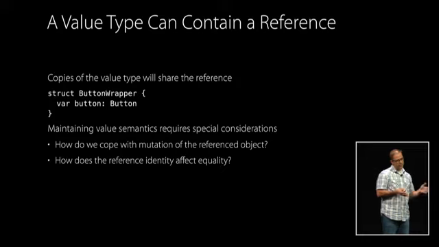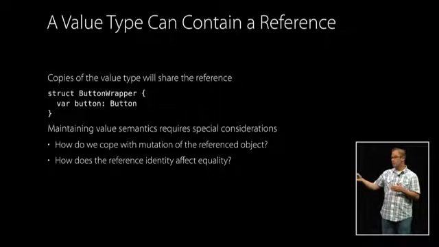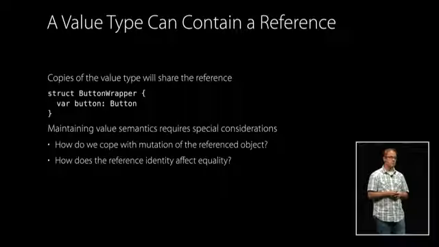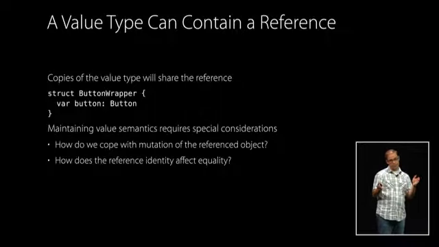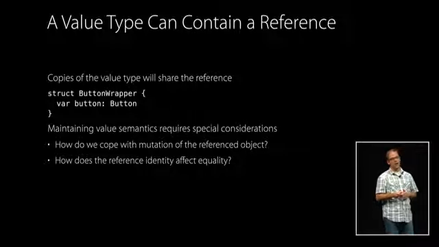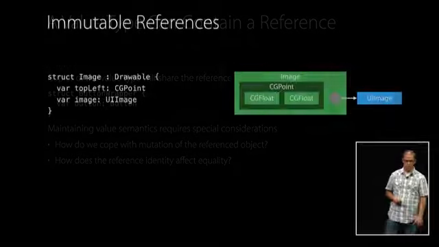If we're building a value type, we want to make sure that that value type maintains its value semantics, even though it has a reference inside of it. So if we are going to do that, we have to think about that question. How do we deal with this fact that two different values might be pointing to the same thing because it has a reference in it? So we have to solve that question. The other thing we have to think through is how is equality affected by that?